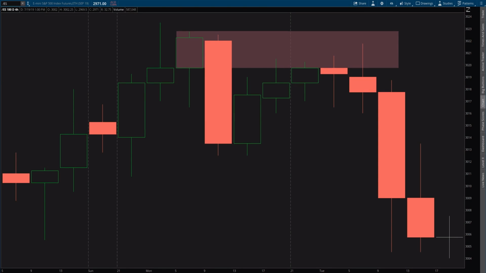So here's another supply zone. We get a nice basing candle here, followed by a nice strong move, this nice strong red candle to the downside. So this qualifies as supply. As you guys can see, price rejected the supply.